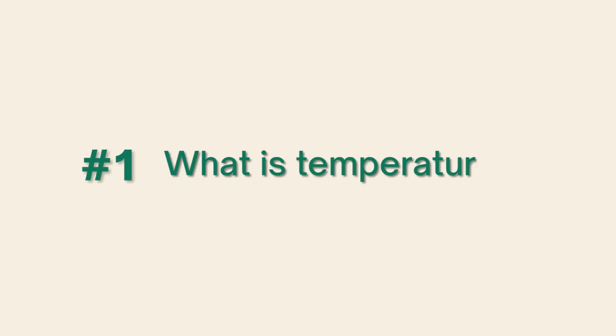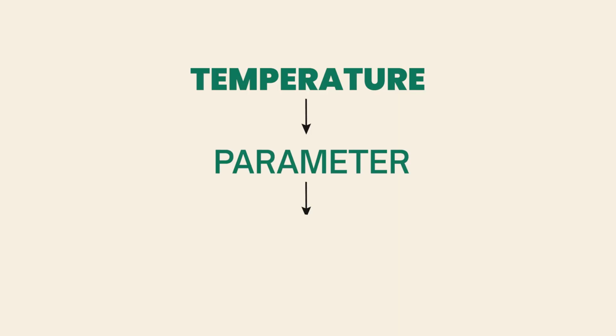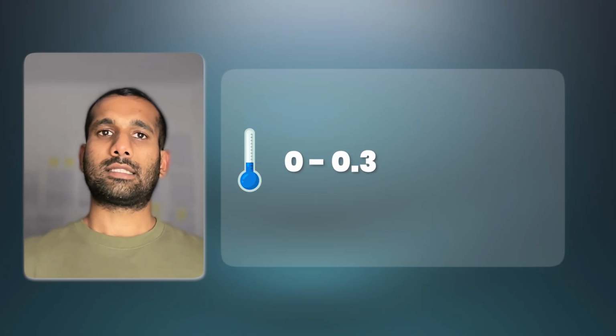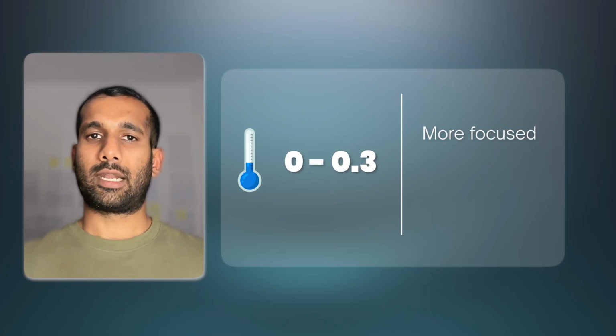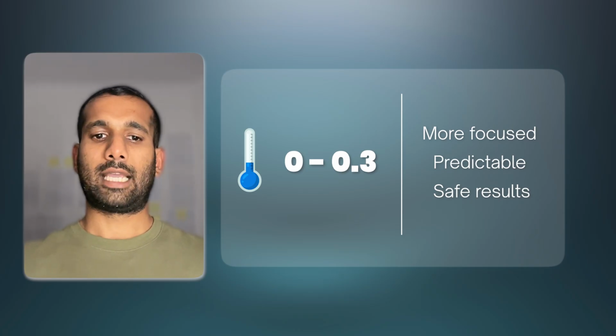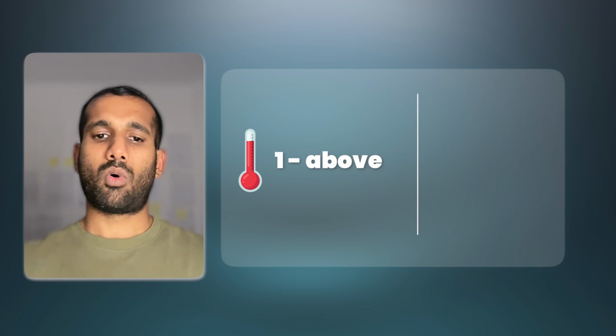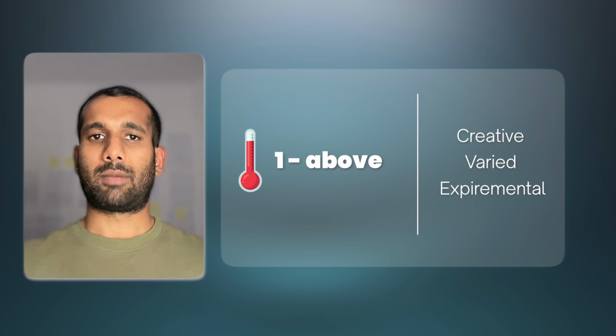First, what is temperature? Temperature is a setting. In some models, it goes from 0 to 1, but in others, it goes up to 2. Basically, you can think of it as a parameter that controls the randomness in AI responses. Think of it like a creativity dial, wherein a low temperature, usually 0 to 0.3, gives you more focused, predictable results that usually play it safe, whereas high temperatures, usually 0.7 and above, although over 1, give you even more creative, varied, and experimental results.